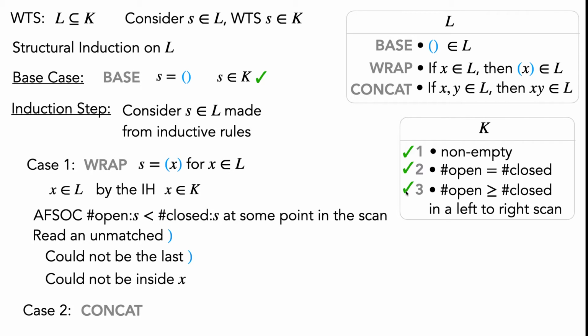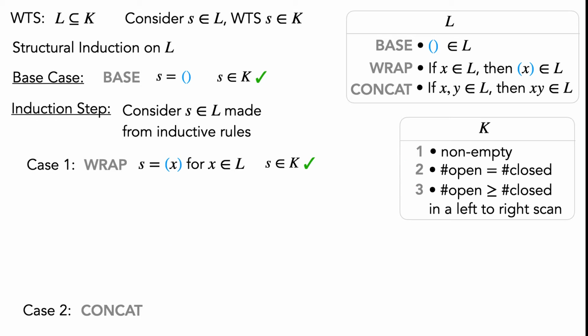In other words, we've satisfied property 3. Since we've satisfied all 3 properties, that means S is in K as desired. Awesome, so we're done with case 1. Let's get started with case 2, the concat case.